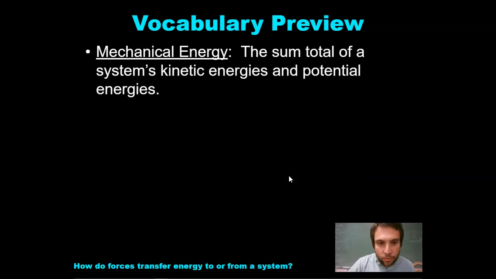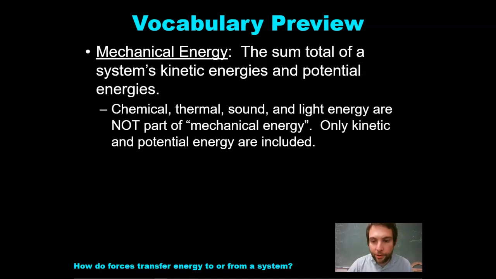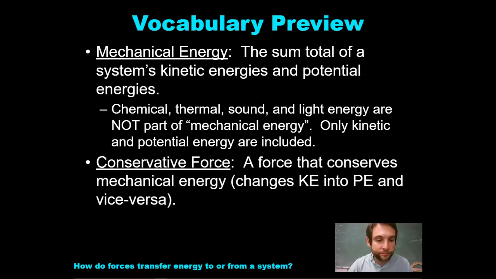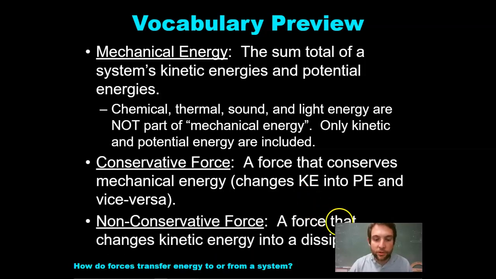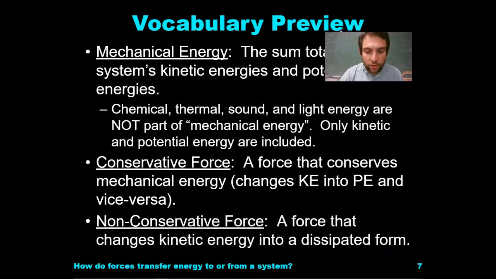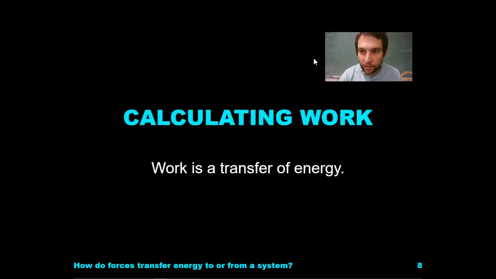Mechanical energy is the sum total of a system's kinetic energies and potential energies. So chemical, thermal, sound, and light energies are not part of mechanical energy. Only kinetic energy and potential energy. Conservative force: a force that conserves mechanical energy. Changes kinetic energy into potential energy and vice versa. A non-conservative force is a force that changes kinetic energy into dissipated energy, which we learned about last lesson.